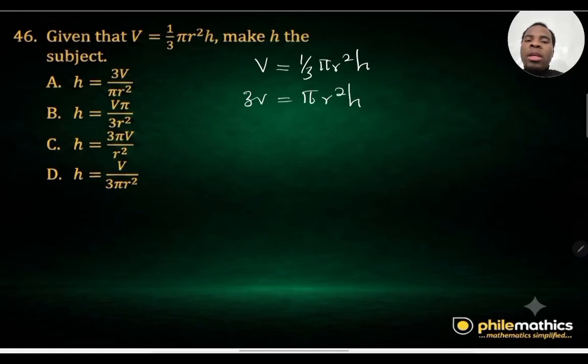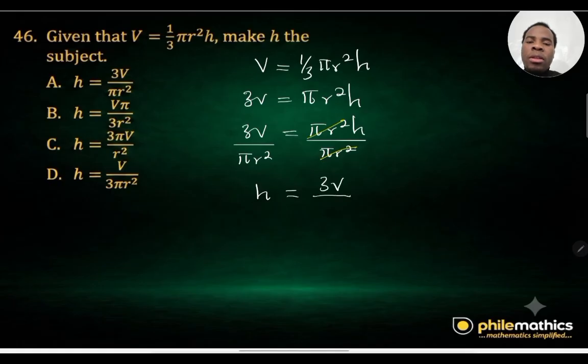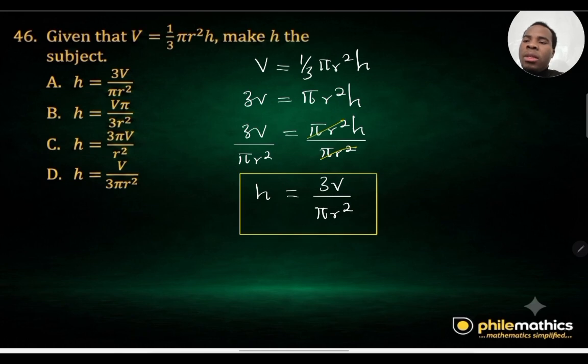Next thing is to divide both sides by pi r square. That's how you get h. So 3v over pi r square equals pi r square h over pi r square. So pi r square, we cancel pi r square, and we are left with h equals 3v over pi r square, which is A.